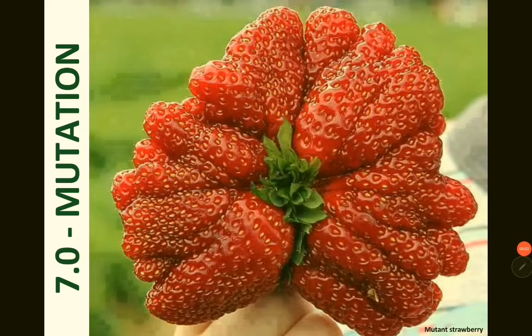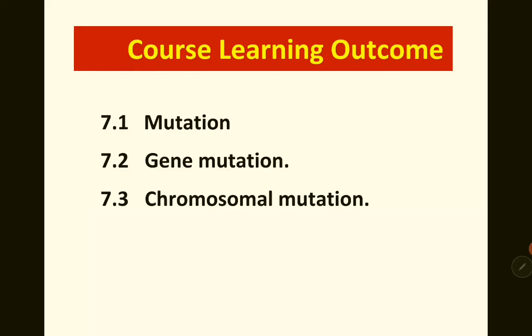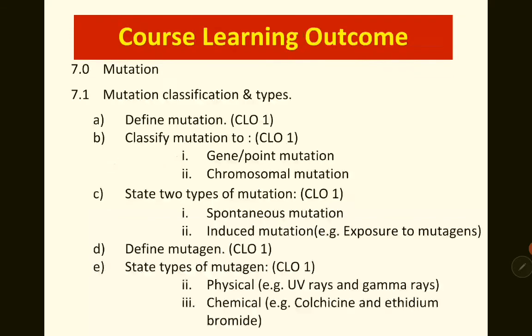This video is going to explain about Chapter 7, Mutation. Chapter 7 has 3 subtopics. 7.1 Mutation Classification and Types.